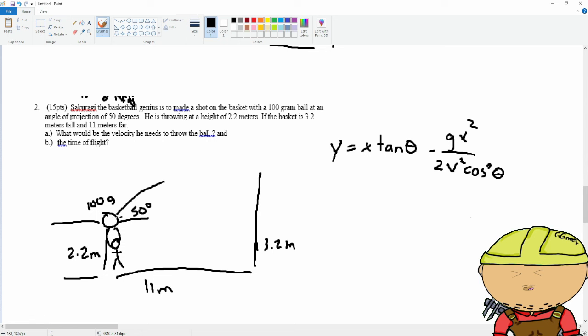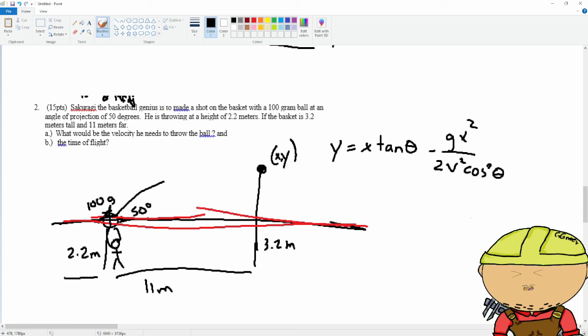Okay guys, this is like the normal projectile motion. If we're going to separate the 2.2, always remember that this is a mathematical equation, so always represent your data in a Cartesian plane. If this is your origin and this is the second point, this is the x and y. The x will be 11 meters. The y would be 1 meter.